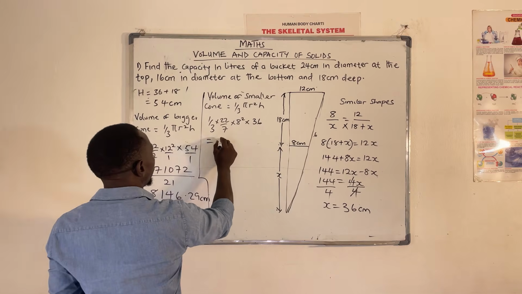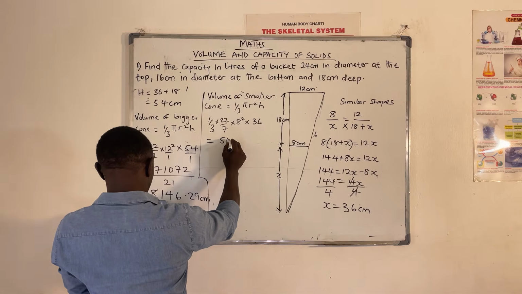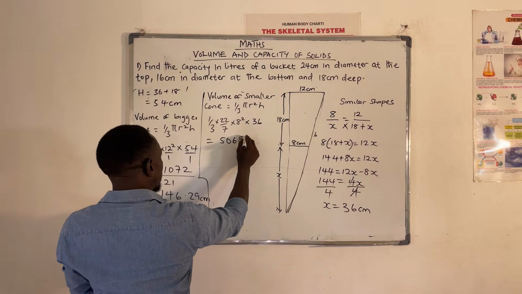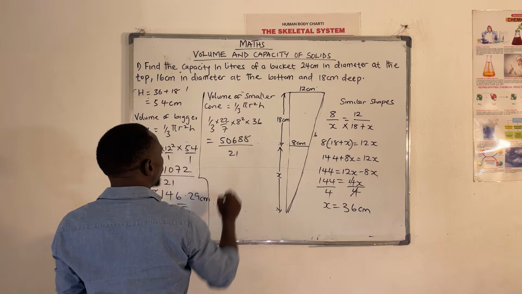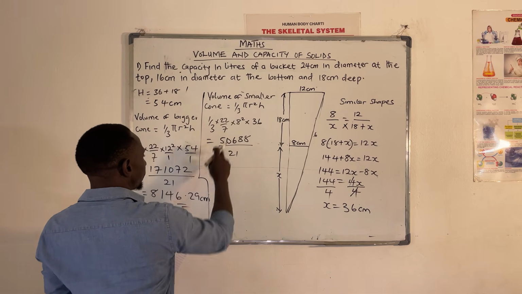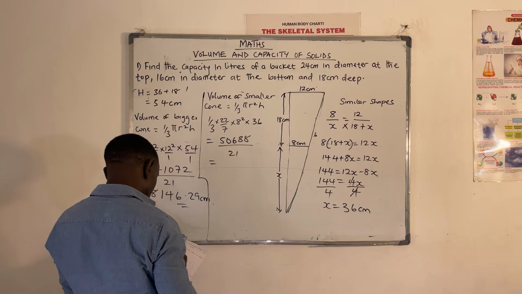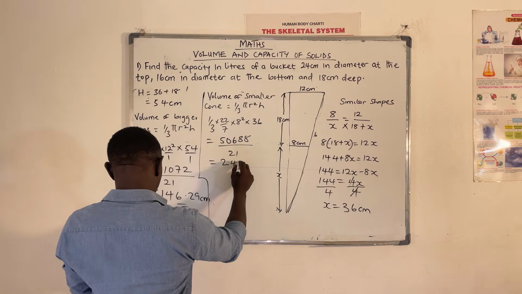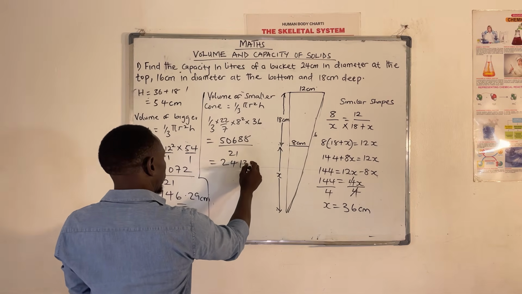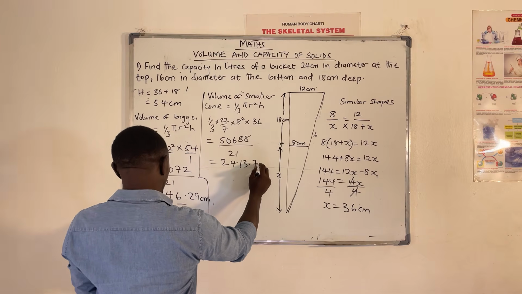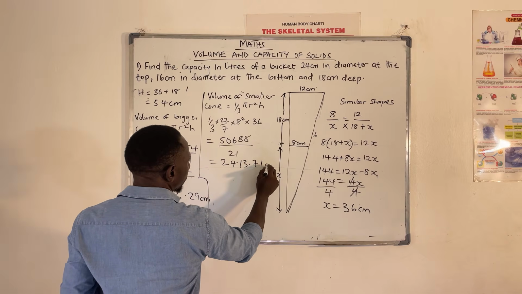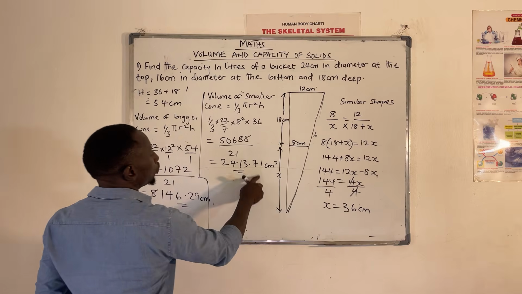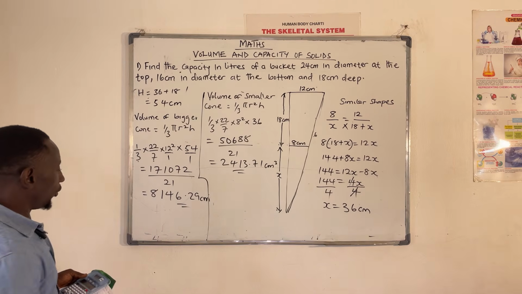You have 50688. Now divide by 21. Since 3 times 7 is 21, divided by 21, you have 2413.71. Now approximately to what? 2 decimal places.